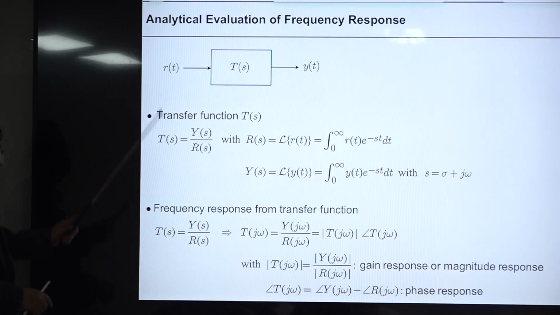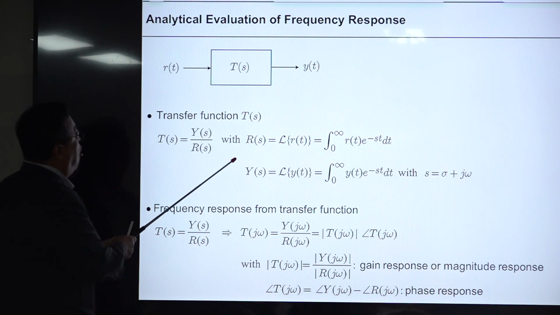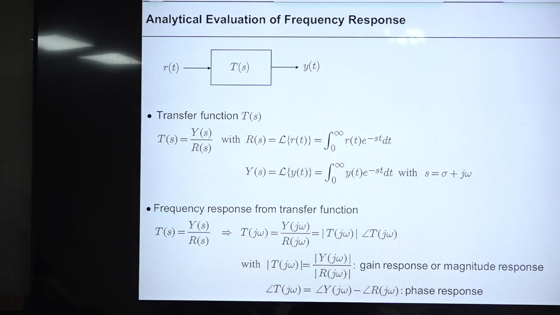So this is the input and this is the output. When there is input, output will be generated. Suppose r1 is input.